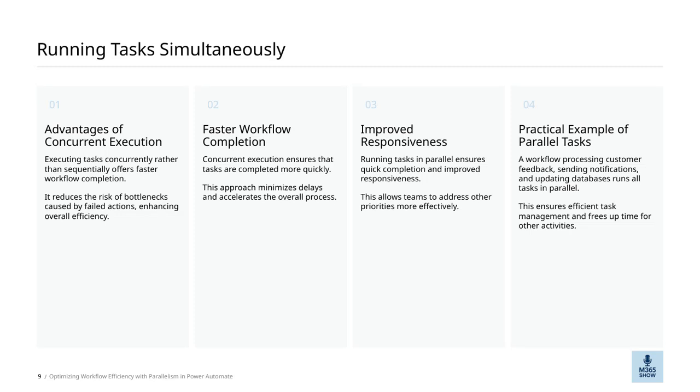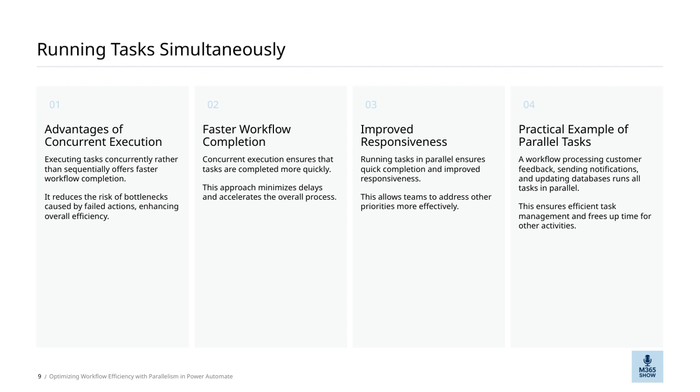Let's take a closer look at how running tasks simultaneously can really boost workflow efficiency. Imagine a workflow that processes customer feedback, sends notifications, and updates databases all at once. By executing these tasks in parallel, we ensure everything gets done more quickly and smoothly. This approach not only saves time, but also frees us up to focus on other important activities. A practical example of this is when tasks are run in parallel. They're completed faster, which directly improves responsiveness. When your team can address multiple priorities at once, it makes the entire process more agile and effective.